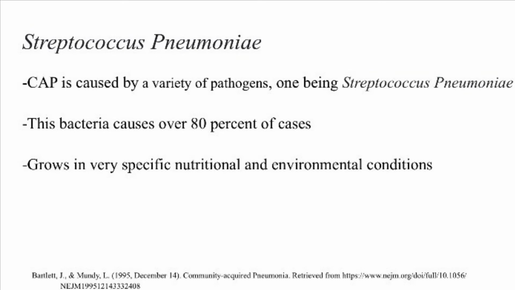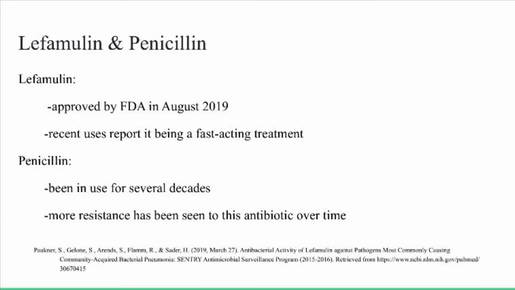Streptococcus pneumoniae is a common bacteria to cause this infection. Although community-acquired pneumonia can be caused by a variety of pathogens, this bacteria accounts for over 80% of the cases reported. It grows in very specific nutritional and environmental conditions, which has made it difficult for researchers to study in recent years. Lefamulin and penicillin are two antibiotics that have been used to treat community-acquired pneumonia.